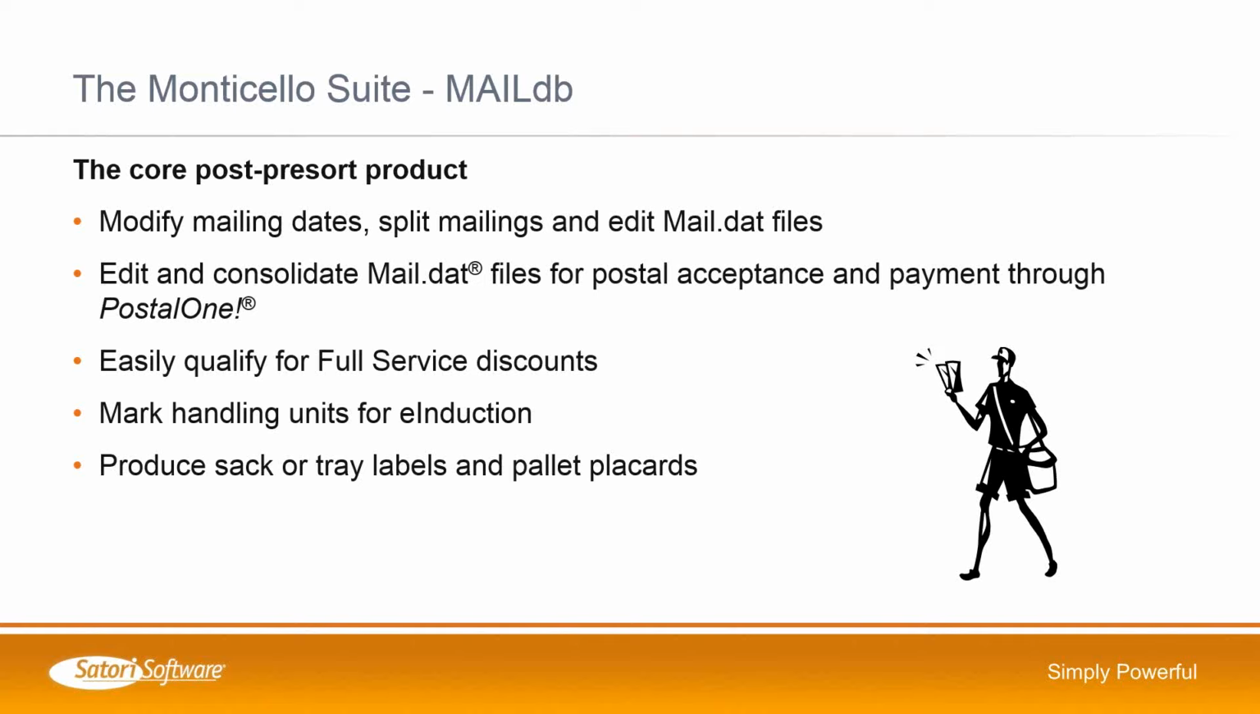You can use MailDB to very easily split that mailing, send part of it out today and part of it out next week, and the remaining in the third week, or whatever your marketing schedule calls for. Without MailDB, you would have to run those all as separate mailings in your pre-sort process, and you wouldn't get that higher entry discount that you were going for by combining those mailings in the first place.